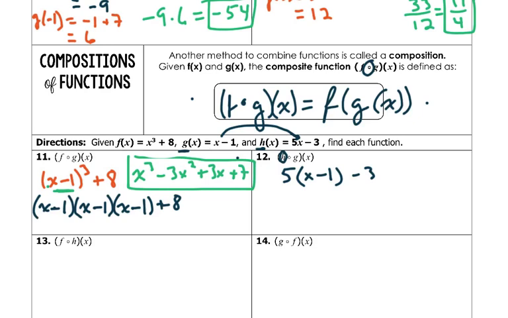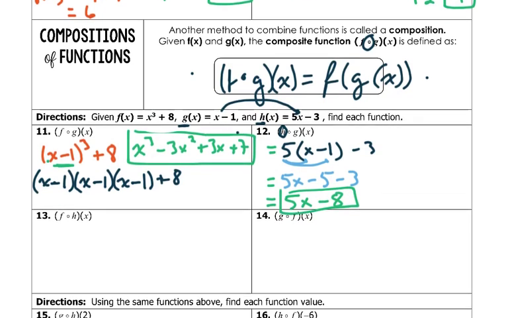We need to distribute the 5 to simplify this. We end up getting 5x minus 5 minus 3, which then, of course, when we simplify it just a little bit further, we get 5x minus 8, and that is our final answer. We cannot simplify it any further.